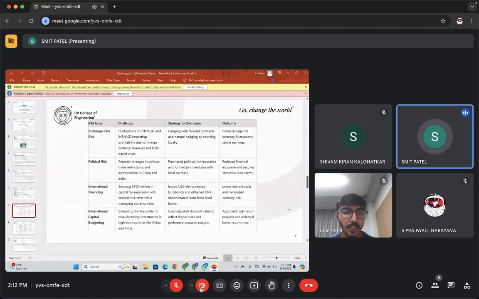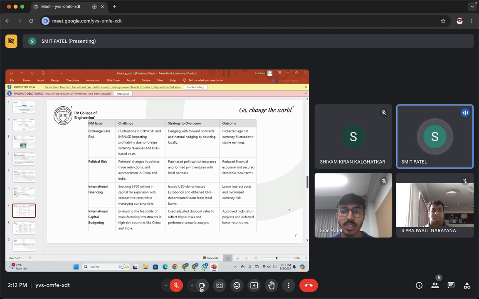The fourth IFM issue was international capital budgeting. The challenge the company faced was evaluating the feasibility of manufacturing investments in high-risk countries like China and India. The strategy they used to overcome this challenge was adjusted discount rates to reflect higher risks, along with scenario analysis. The outcome was that they approved high-return projects and deferred the low-return ones.